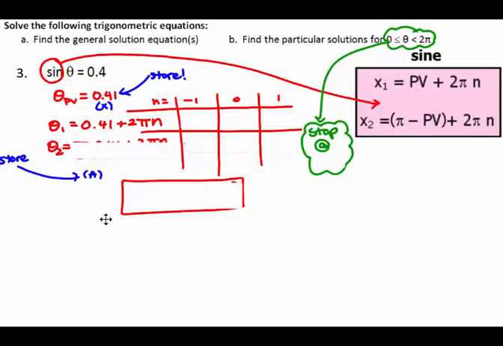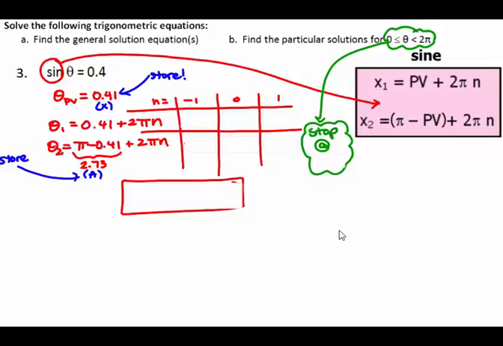And so in the equation, you can write down pi minus 0.41, or what I like to do is store that. So in the calculator, I'll type in pi minus x. You'll get 2.73, and I'll store that, but as something different. So I used x for the first one, I'll use a for the second one, and I like to write it down so that I know what I used. So now I'm ready to find my particular solutions. Those are our general solutions.